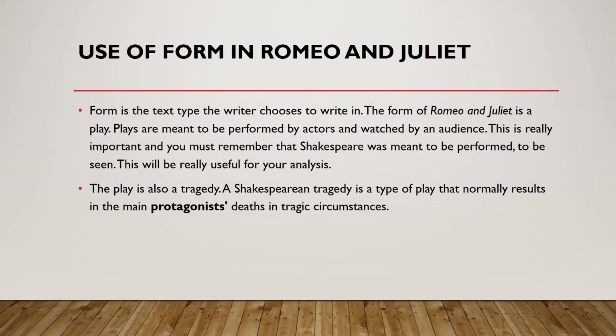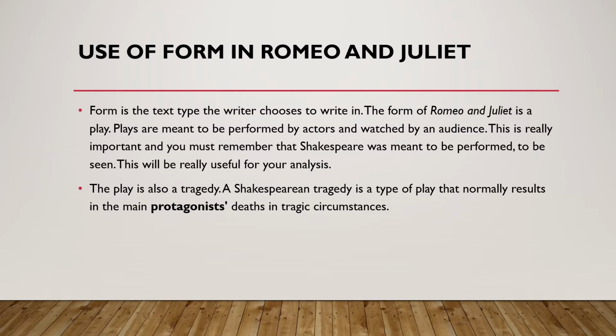So the use of form in Romeo and Juliet then. Form is the text type that the writer chooses to write in. The form of Romeo and Juliet is a play. Plays are meant to be performed by actors and watched by an audience. Nowadays, instead of a play, you might watch a TV show or a film, and these are effectively just recorded plays. It's really important that you remember that Shakespeare was meant to be performed and to be seen. This is really useful because it can be a bit dry when you're just reading through the play script.